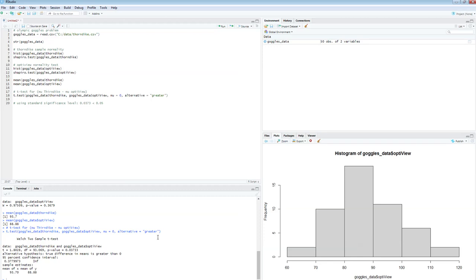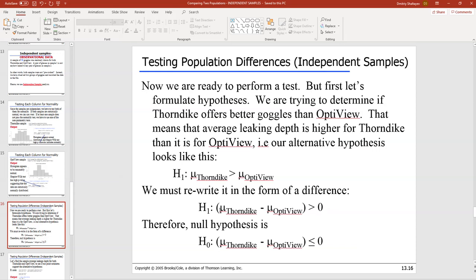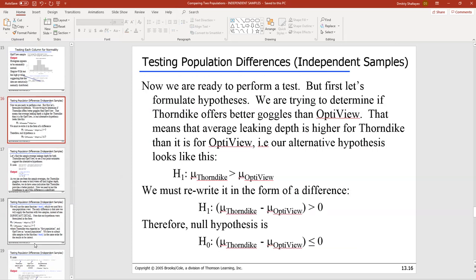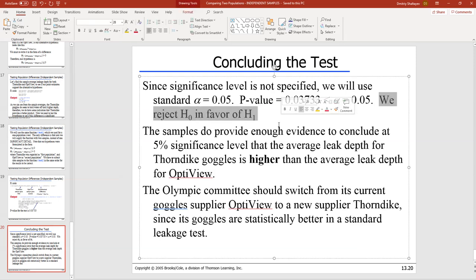Our alternative says that, let's go back, our alternative right here says that the difference is positive, or in other words, Thorndike statistically leaks at larger depths than OptiView. So that's my statistical answer. I have enough evidence in these samples to reject the null hypothesis in favor of the alternative hypothesis. Therefore, since this is my statistical answer, we reject null in favor of alternative.